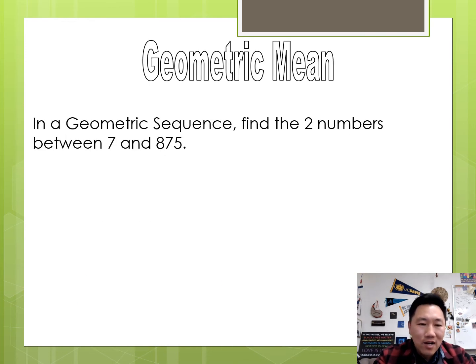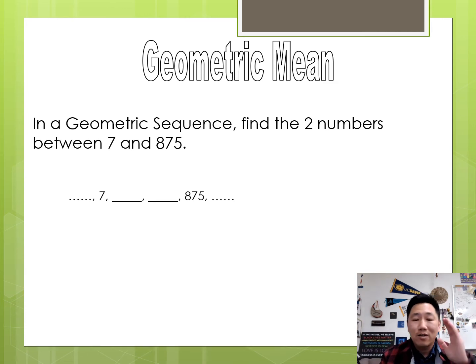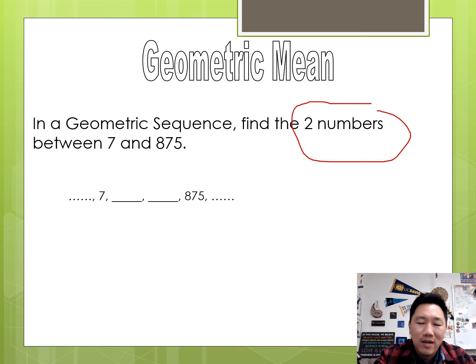All right, moving on. Geometric mean. In the geometric sequence, find the two numbers between 7 and 875. So basically, you have a sequence. Somewhere along the lines, there's a 7, a blank, and an 875. So we're just trying to find the two numbers that are in between. So what do you have to multiply to get this number, multiply to get this number, and then multiply to get 875.